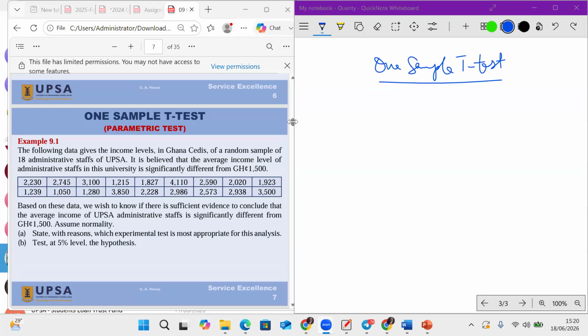One sample t-test. I can't solve all the topics you want to do. I'm only doing the simplest ones, let me put it that way. The simplest ones are the t-test and regression. That one is 20 marks. Then go and fight over the other ones.